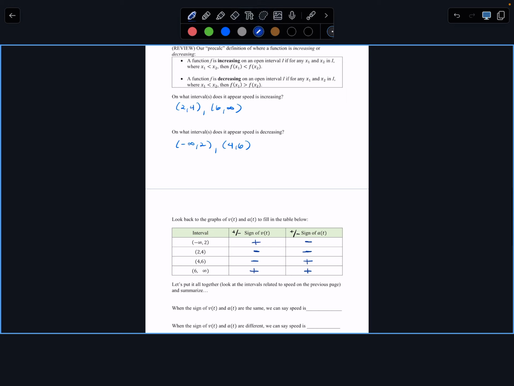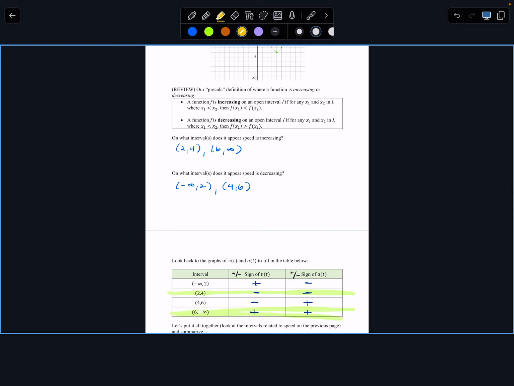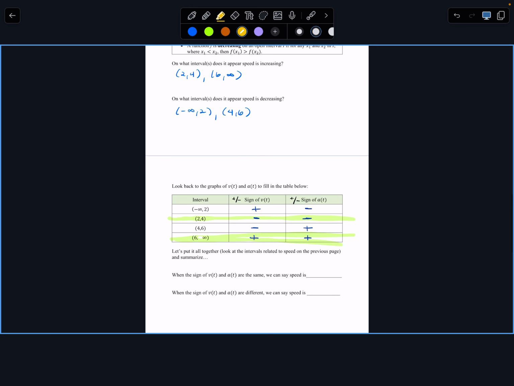So to go back up here and kind of put this all together. So we saw that from 2 to 4, speed was increasing. Let's make this larger. So from 2 to 4, speed was increasing, as well as from 6 to infinity. And then we saw that from negative infinity to 2, speed was decreasing, as well as from 4 to 6.